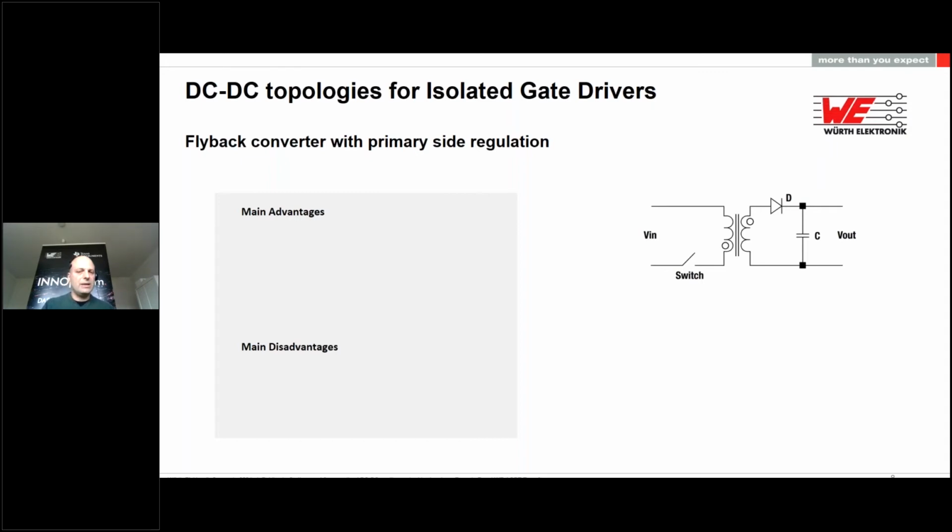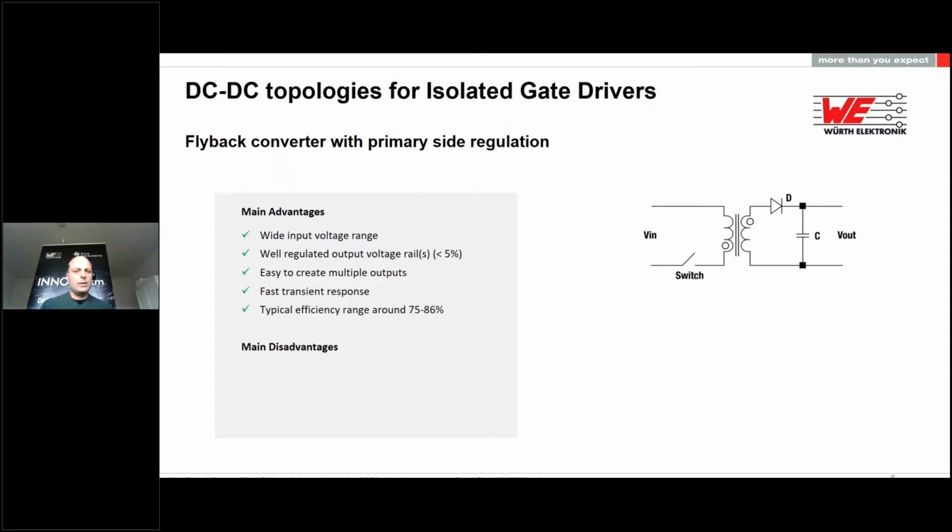The main advantages are wide input voltage range. With primary side regulation, it can achieve well-regulated output voltage rails within 5%. With just a simple diode and a simple capacitor, we can easily create multiple outputs, assuming that the transformer has these extra output windings built in. Fast transient response, mainly because of the flyback topology and the mode of operation, discontinuous conduction mode and boundary. And of course, they come with reasonably good efficiency, around 86%, and with good regulation, that in most cases does not need a post-regulation.